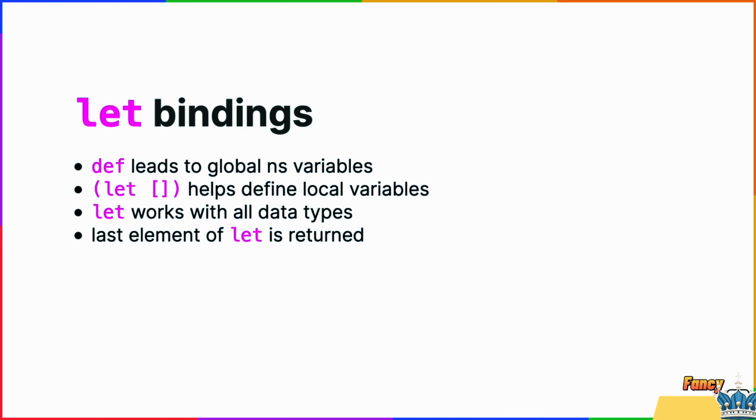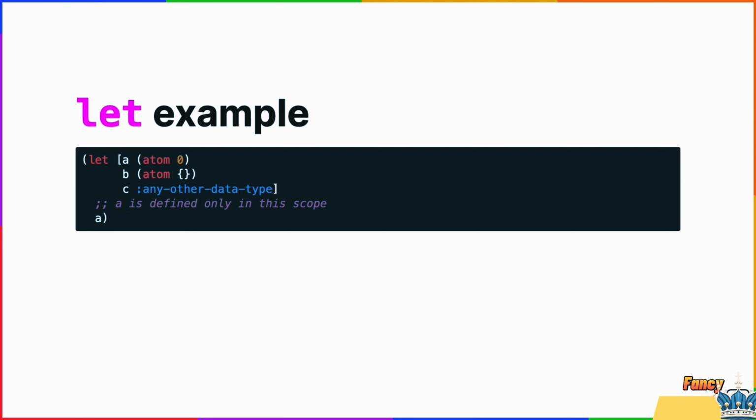Let requires a vector with an even number of elements. The variables defined in a let binding are available only inside the let closure. The last element of the let list is the return value. In this example, the atom a will be returned on evaluation. The usage of let binding is not limited to atoms. Any valid Clojure data structure can be defined in a let binding.